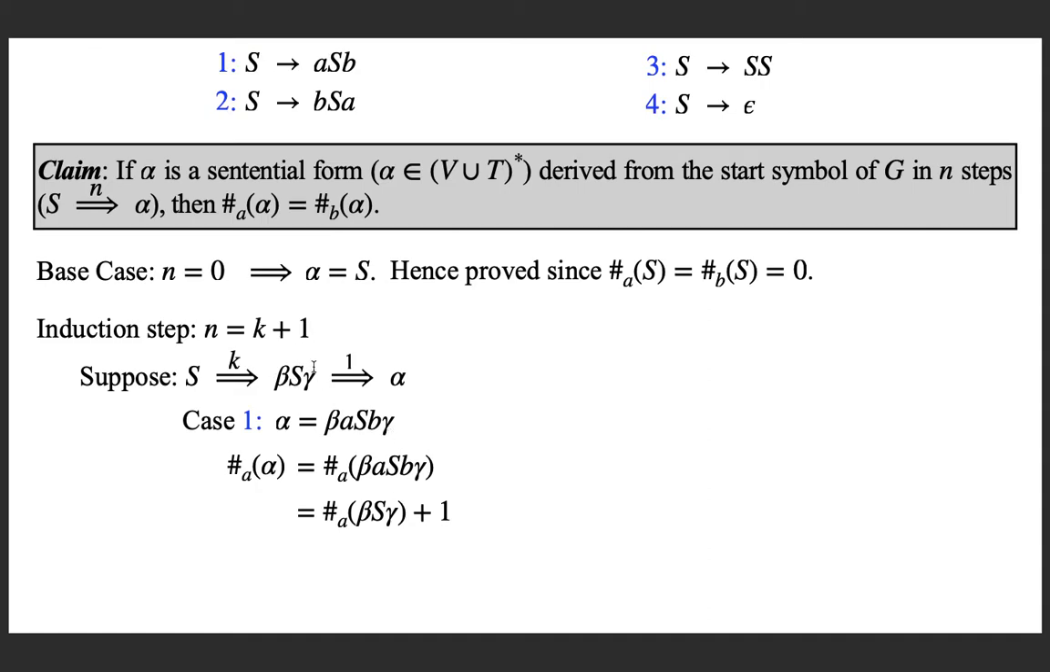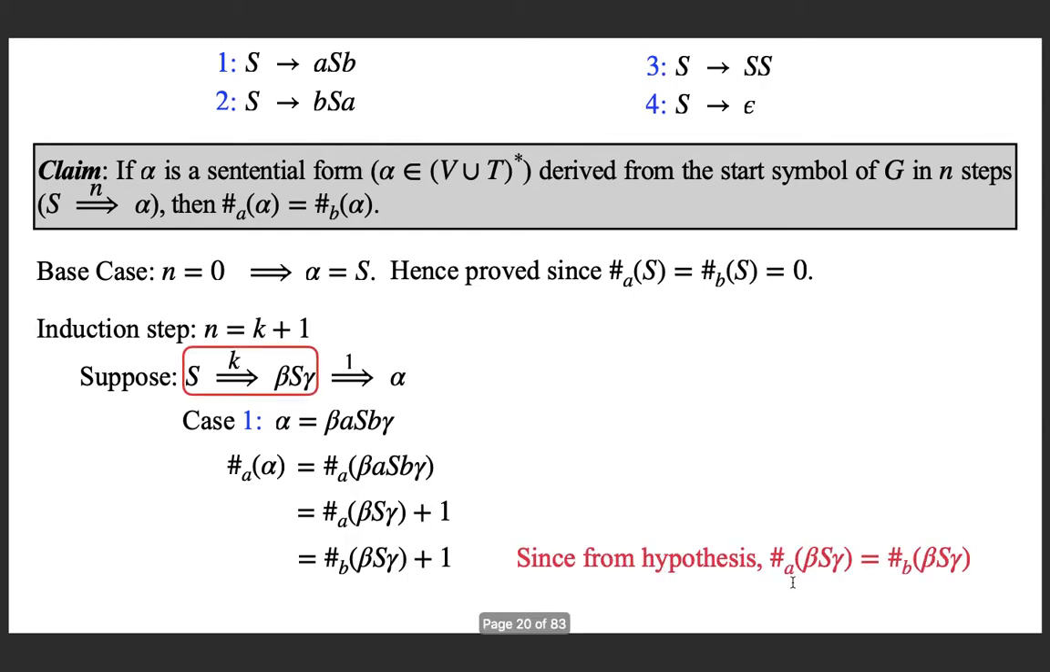Why? Because how did you obtain this alpha from this string? Replacing capital S with a small a, capital S, small b. So the number of A's in addition you are getting is only 1, this a. And that is why I say this is the number of A's in this string plus 1. Now from the induction hypothesis, I know that these two are equal.